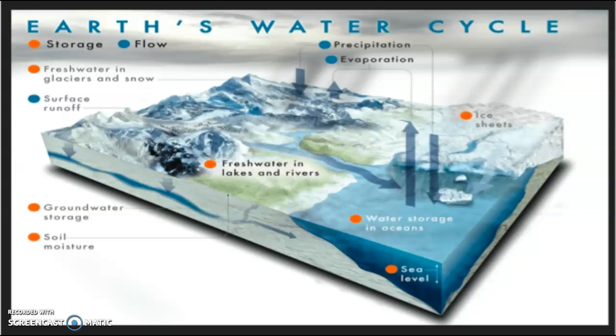So here's kind of a cool diagram of the Earth's water cycle. If we look, you can see where there's different lakes and rivers and the ocean, and it shows you the ice sheets and different glaciers up here. Down here it shows you where the groundwater is stored, and it's going to show you through these little different arrows how the water kind of cycles through the Earth.